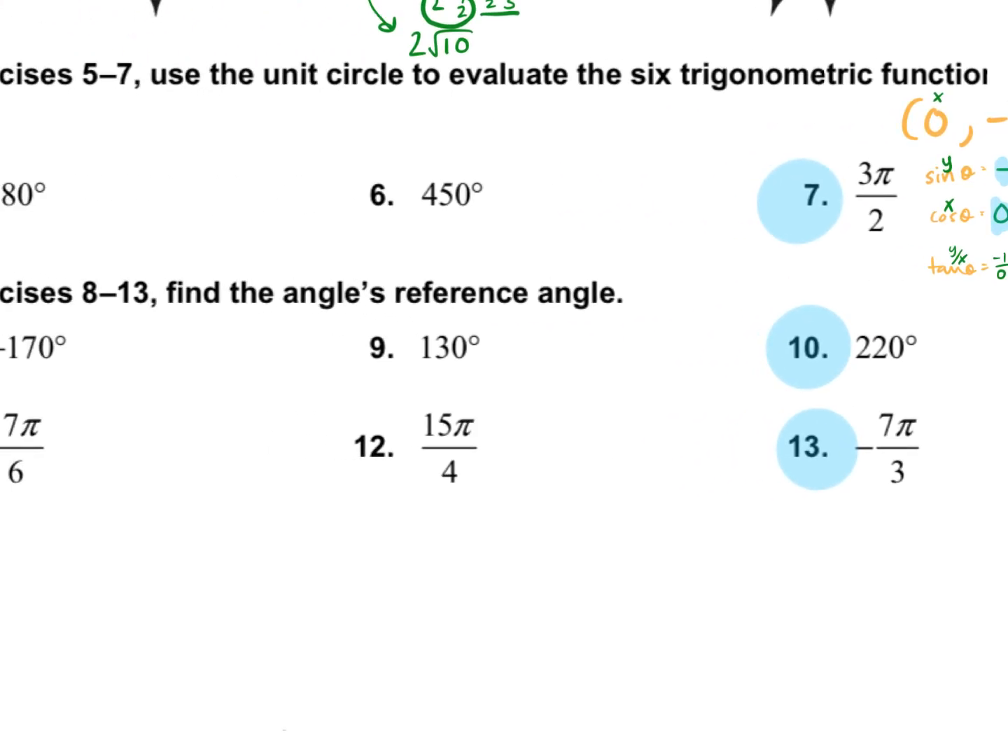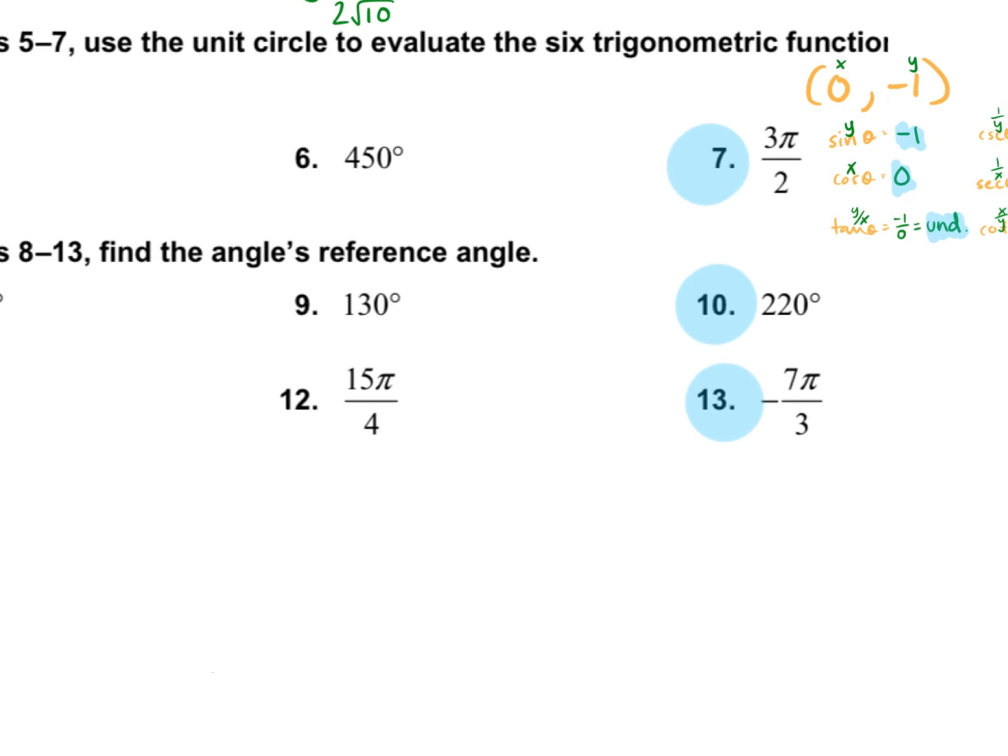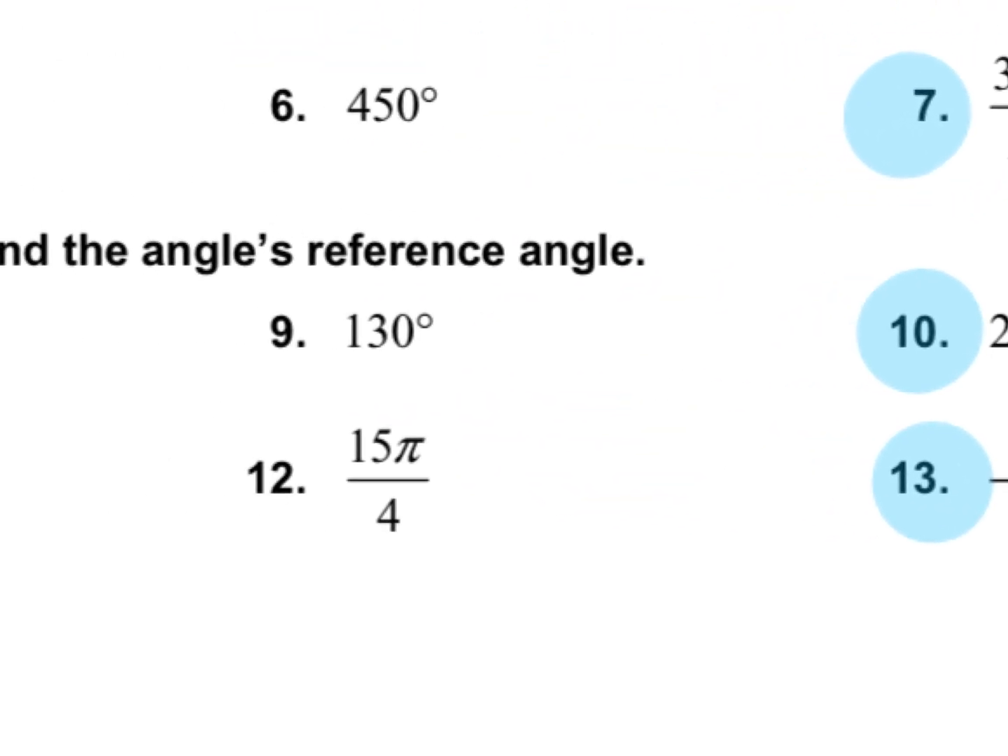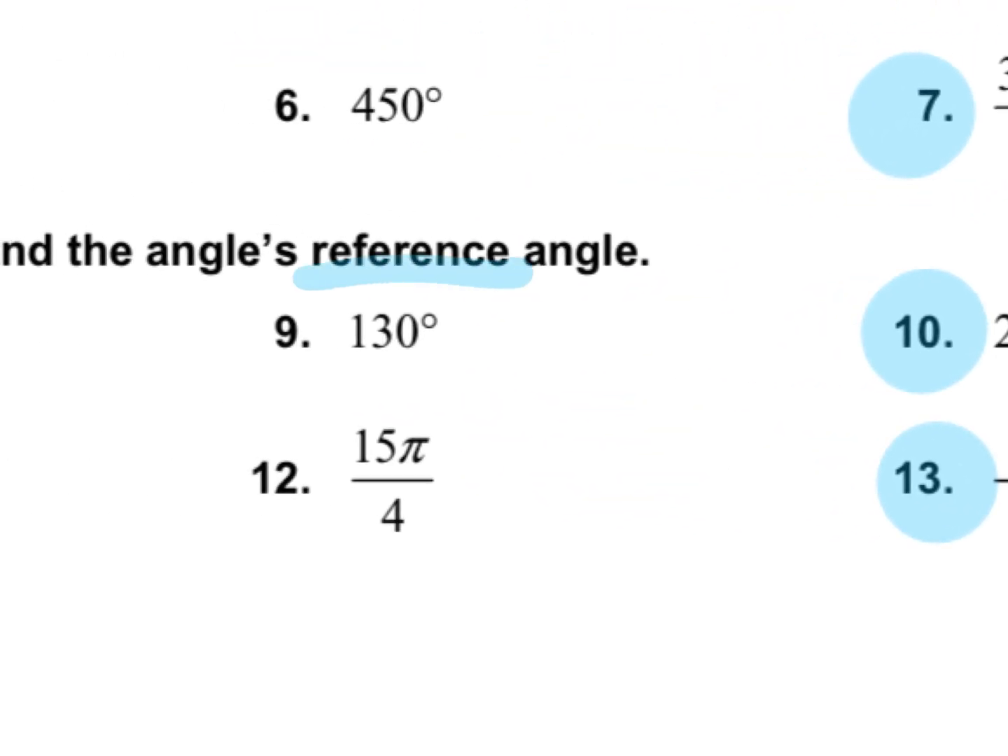All right, in the last 2, we're going to find the angle's reference angle. So remember, with our reference angle, there's 2 things that it always has to be: acute and positive. Remember, it's like the smaller version of the angle that's given. So if the question gives us degrees, the answer has to be in degrees. If the question gives us radians, the answer has to be in radians. So reference angle is like the smaller version of the angle that we're given.